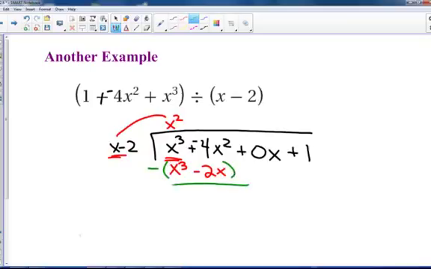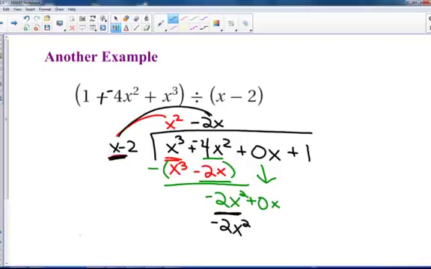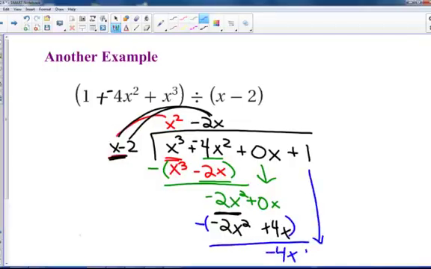Subtract the whole thing. Negative 4x squared minus negative 2x squared is a negative 2x squared. Bring down the 0x. X times what gives you negative 2x squared? That's a negative 2x. So negative 2x squared and a positive 4x. This is why we need that placeholder. We're going to subtract the whole thing, and we get a negative 4x. Bring down the 1.